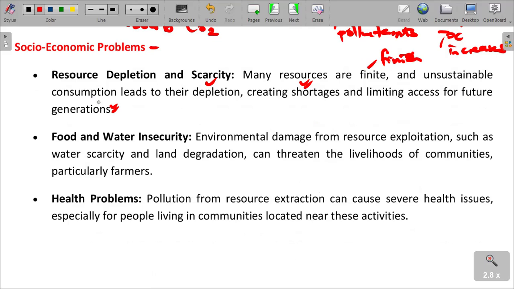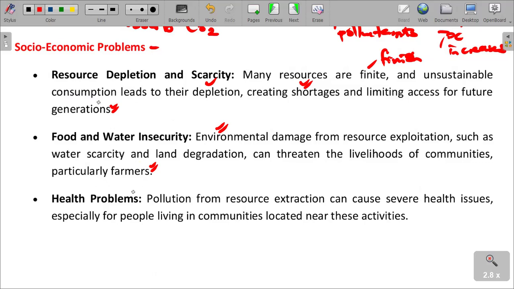And then food and water insecurity is caused because of environmental damage from resource exploitation. Water scarcity and land degradation can threaten the livelihoods of communities, particularly farmers. Farmers need a very good supply of water. They need good land, in good shape. So when we talk about environmental damage, it actually puts farmers under pressure. It actually threatens the lives of farmers.